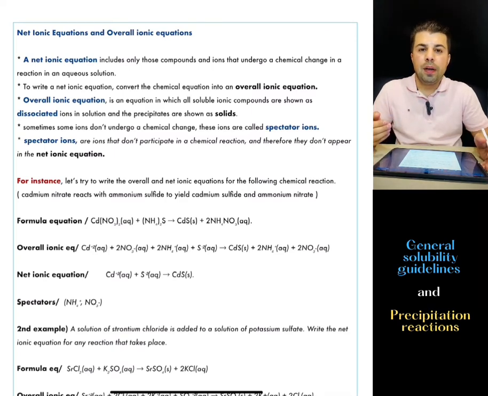Spectator ions do not take part in any chemical reaction. How do I recognize whether an ion is spectator or not? You can see in the overall ionic equation the spectator ion on both sides, the same, without undergoing any chemical or physical change. Let's try some examples. Let us have some examples to understand this topic correctly.